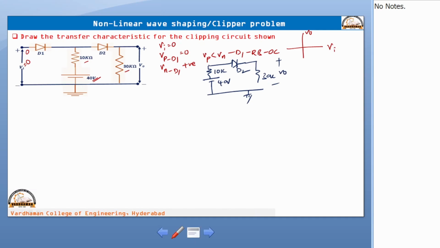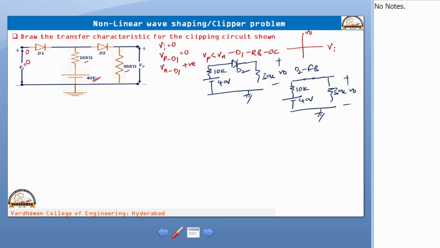Easily we can tell diode D2 will go to forward bias now, because D2 N side is grounded through 30K and D2 P side is connected to 40 volts through 10K. So positive voltage will be available at the P side and the N side voltage is 0. So we can tell diode D2 will go to forward bias, and we can replace it with a short circuit. Here we have the 10 kilo ohm and the 40 volts battery, and here we have 30K, and across 30K you have to take the output voltage.